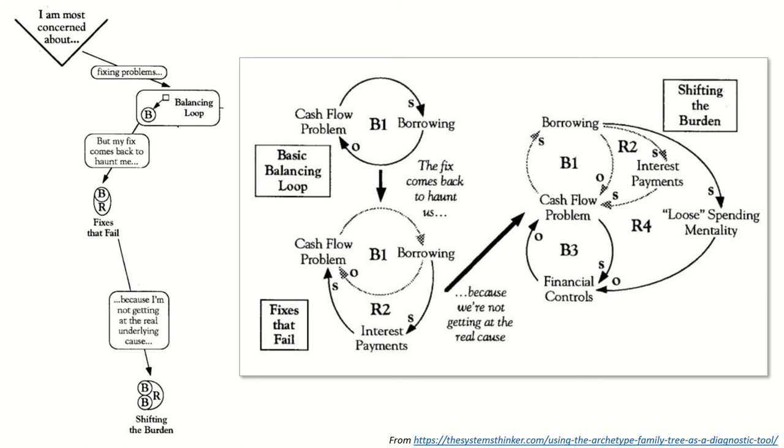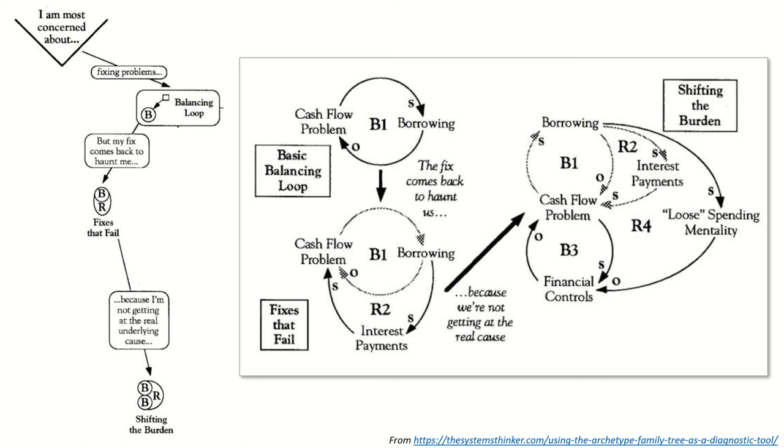So they give the example here: I have a cash flow problem, I need more money. One option is to borrow, so I take credit out. And that solves my cash flow problem. That's a balancing loop. That is a short-term fix. But we know that if you borrow a lot of money, you're going to have to pay a lot of interest over time. And if you pay a lot of interest over time, you'll have more of a cash flow problem than you started with. So that is showing here that my solution, the borrowing, ends up actually contributing to the problem more in the end.